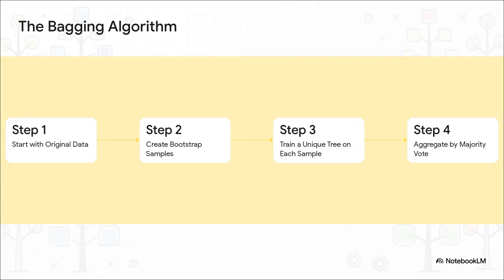Now this process, which is called bagging, is pretty clever. You start with your original pile of data. Then you create a bunch of new, smaller data sets by just randomly picking data points from the original, but here's the trick: you do it with replacement. That just means you can pick the same data point more than once. So you end up with all these slightly different data sets. You train one unique decision tree on each one, and when it's time to make a prediction, they all just vote. Majority rules. Simple as that.